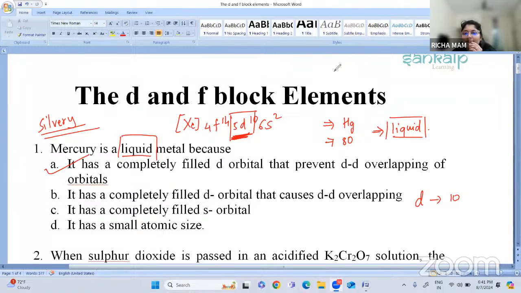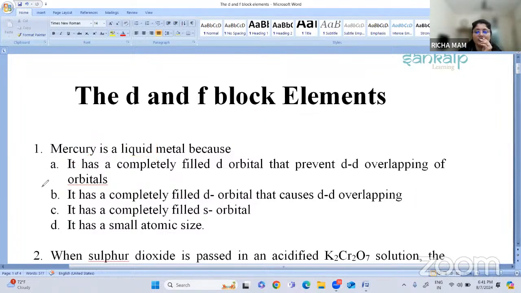So when you have mercury, it is liquid only, at room temperature. Just like water is liquid at normal temperature, your mercury also at room temperature is liquid only. But if you cool it down, it will freeze, and if you heat it, it will boil. So it is like water only.